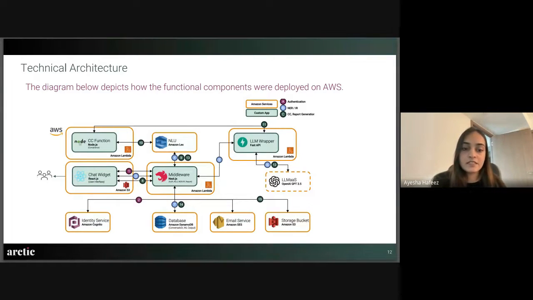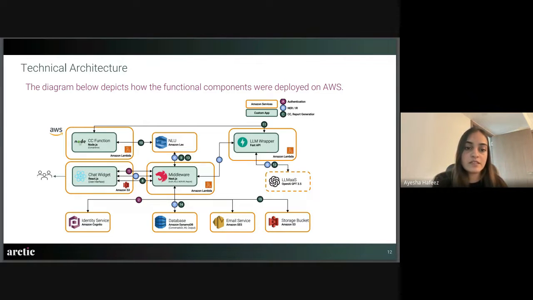The database here stores the conversation data as well as the machine learning outputs, since it is important to collect this information for future retraining. The storage bucket and email service are responsible for storing the generated report and then emailing the report back to the user or the security officer.